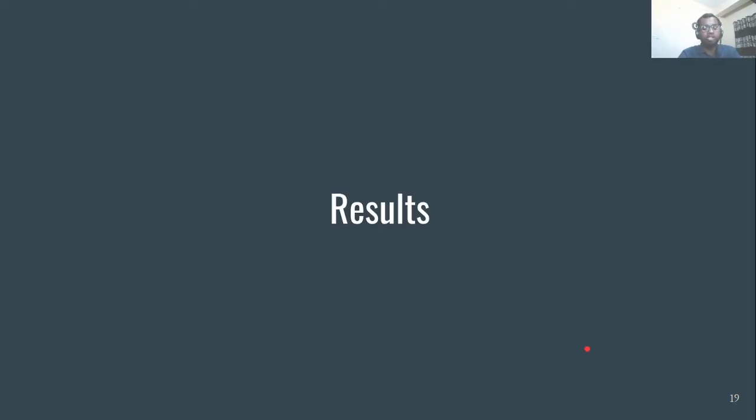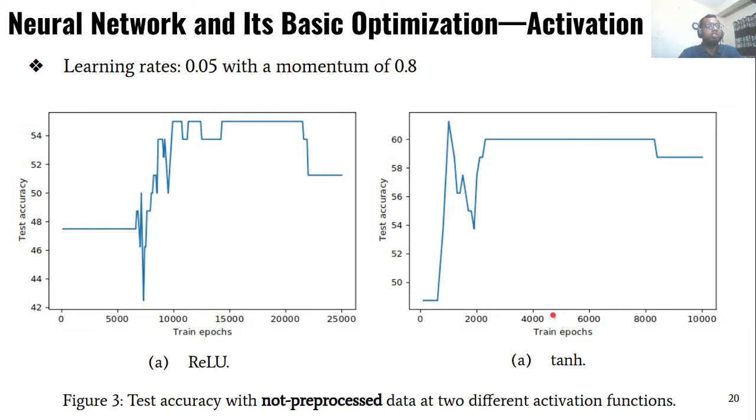Now let's talk about results. First we started with the neural network configuration and its possible basic optimization. These two figures are for not pre-processed data.